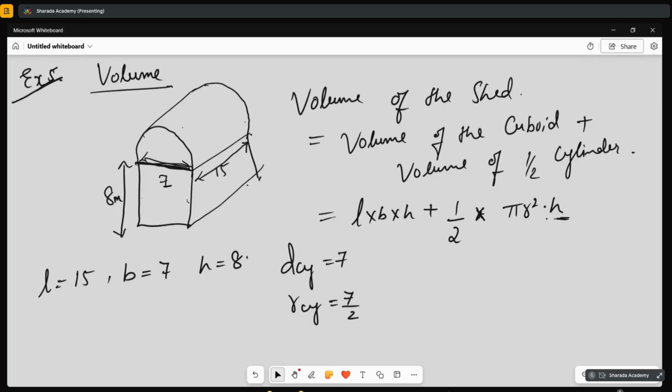Height of the cylinder here? 15. So this height, this is 50. So height of the cylinder is 50. So if you substitute everything, you will find the volume of the shed. Okay. Substitute it, what you will get? Volume of the shed. L into B into H. That is 15 into 7 into 8 plus half into 22 by 7 into 7 by 2 into 7 by 2 into height. What is the height? 15.